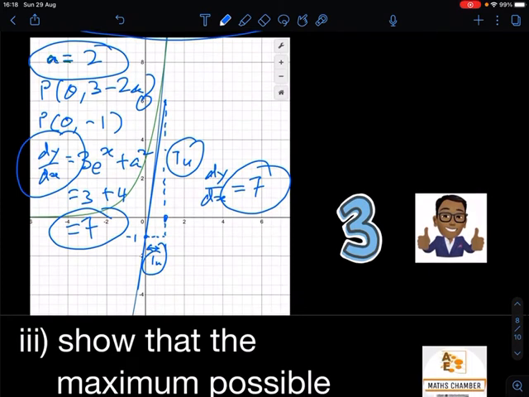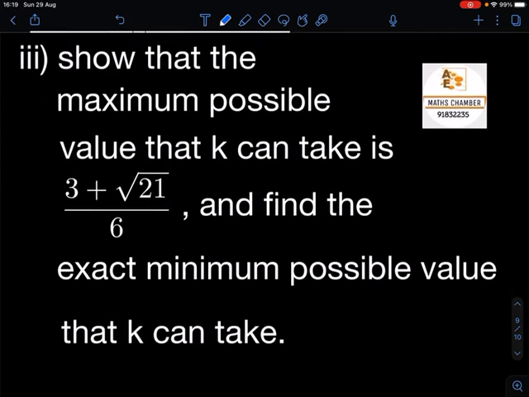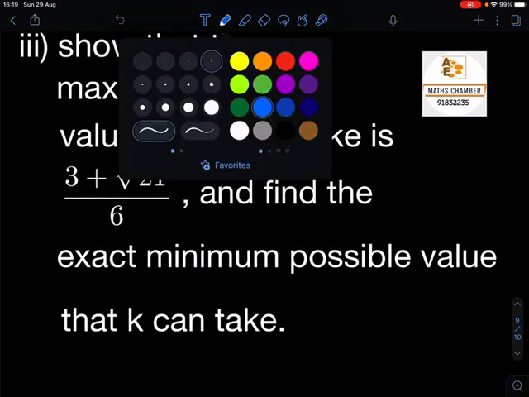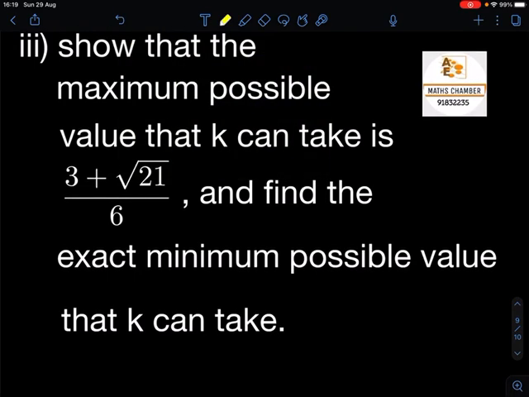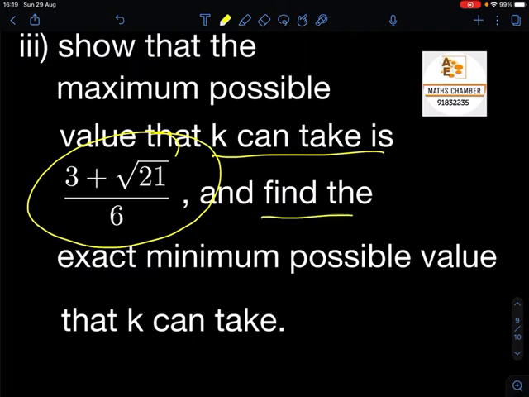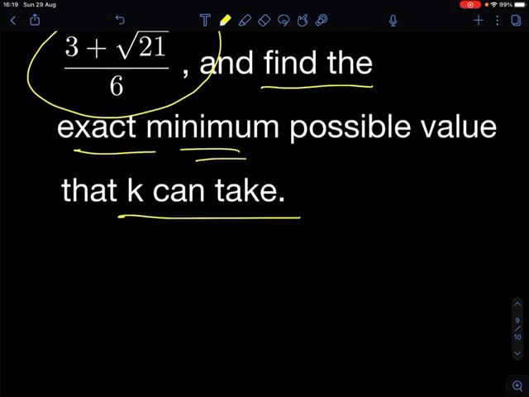Okay, let's go to part 3, right? Part 3 is what happened is that we are required to show that the maximum possible value that k can take is (3 plus square root of 21) over 6. And after that we are required to find the exact minimum possible value that k can take. Alright, let's do this. Okay, at point P, which is your coordinate of (0, 3 minus 2a), right?